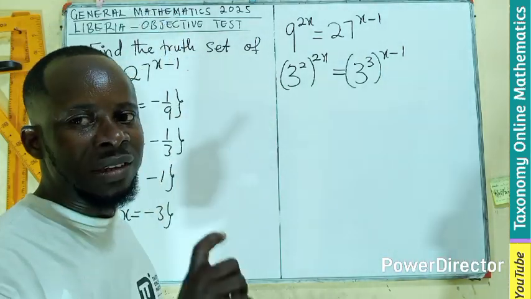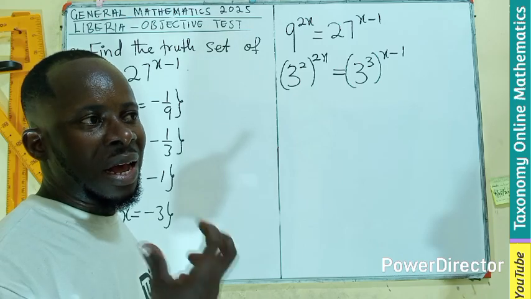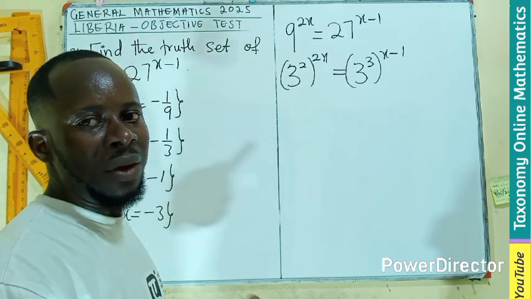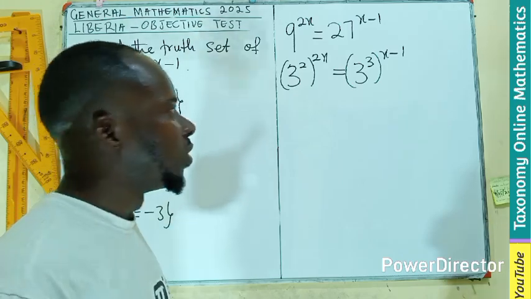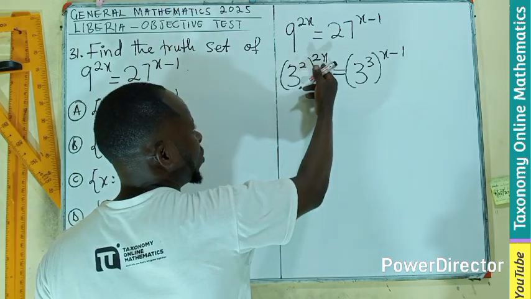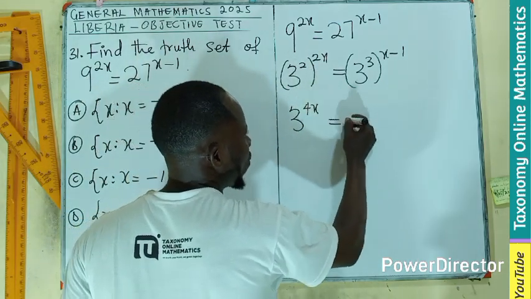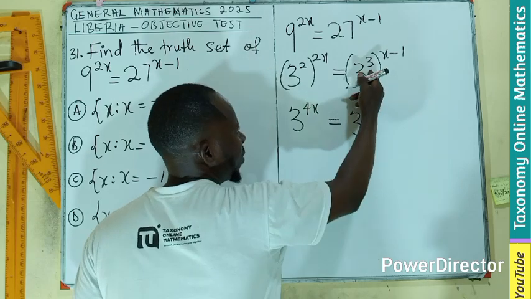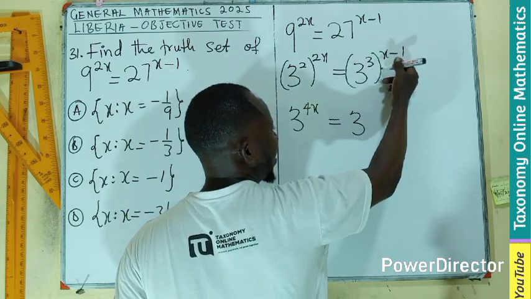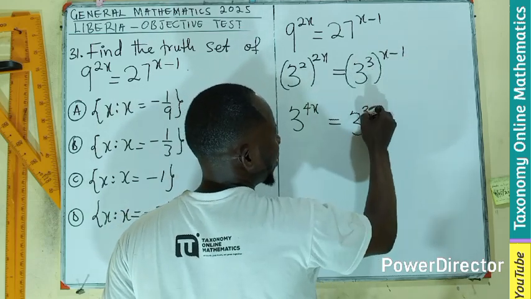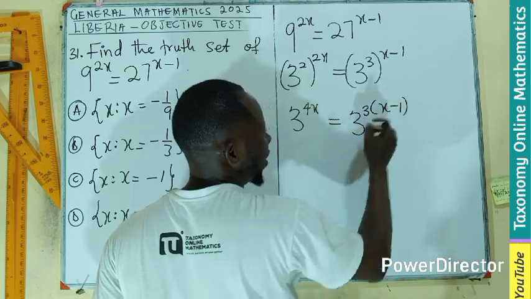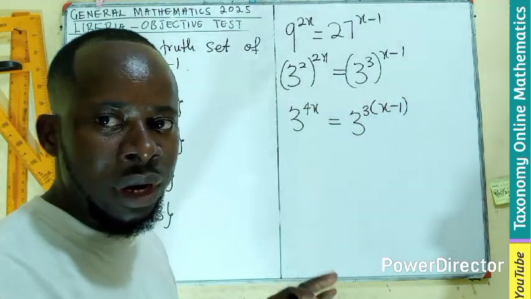Remember the law that says that if I have a base with a power raised to a power, the powers multiply together. Meaning 2 times 2x will give me 4x equals 3 will multiply each of these powers. Let me bring it this way: 3 into bracket x minus 1, in that order, not only the x.